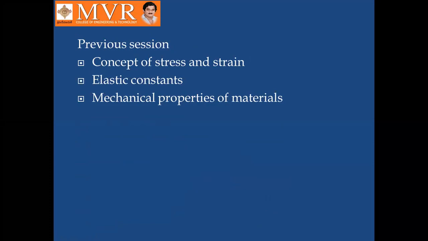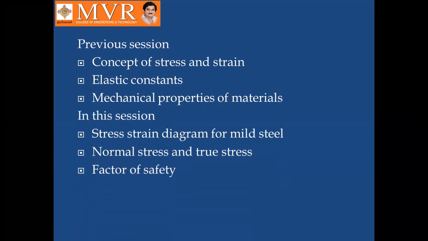In this session we are going to discuss the stress strain diagram for mild steel or some kind of material, and then normal stress and true stress. There are two kinds of stresses, sir: normal stress and true stress. Normal stress is nothing but the theoretical stress, and true stress is nothing but the practical stress. While performing the test, the amount of stress induced within the body is called the practical stress. Practical stress is nothing but the true stress, and the factor of safety. We are going to consider one more parameter here in order to design the system.